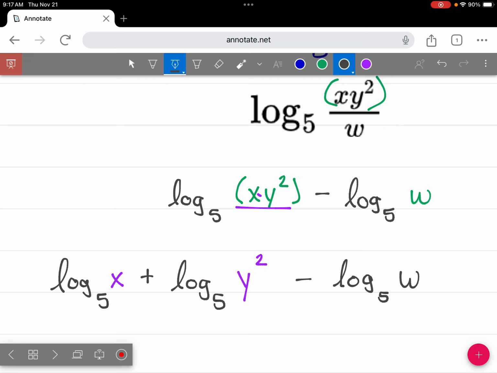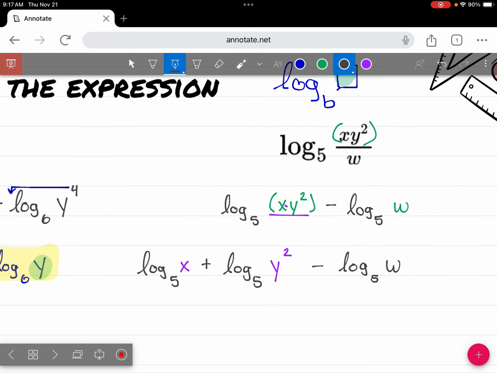We'll tell you in the instructions. If it's evaluate, you should have a lot more numbers in it. If it's a lot of letters, it's just going to be expanding. Because we have one more thing we can do here to expand this even further.